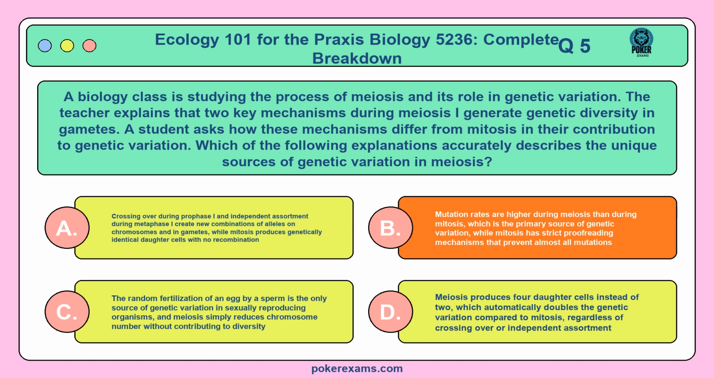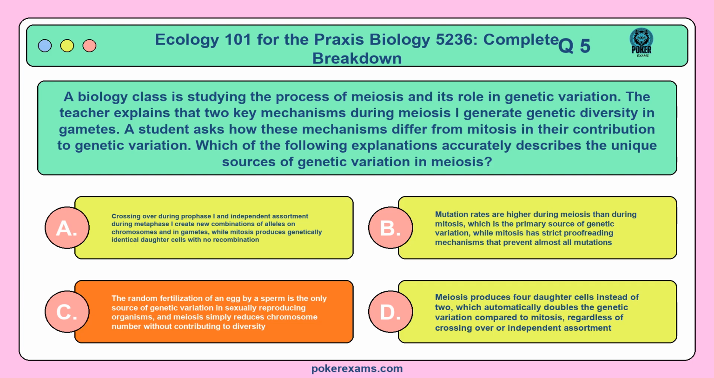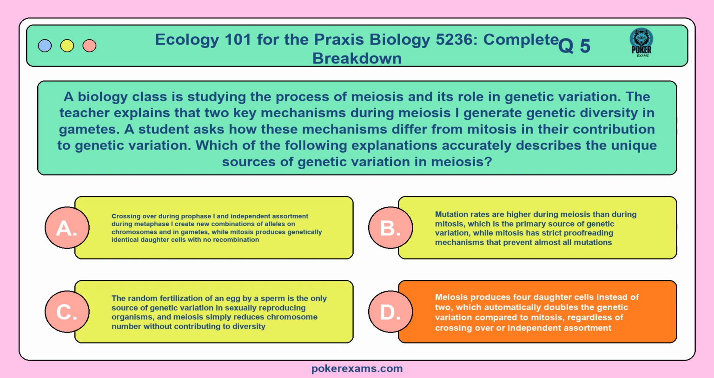B. Mutation rates are higher during meiosis than during mitosis, which is the primary source of genetic variation, while mitosis has strict proofreading mechanisms that prevent almost all mutations. C. The random fertilization of an egg by a sperm is the only source of genetic variation in sexually reproducing organisms, and meiosis simply reduces chromosome number without contributing to diversity. Or D. Meiosis produces 4 daughter cells instead of 2, which automatically doubles the genetic variation compared to mitosis, regardless of crossing over or independent assortment.